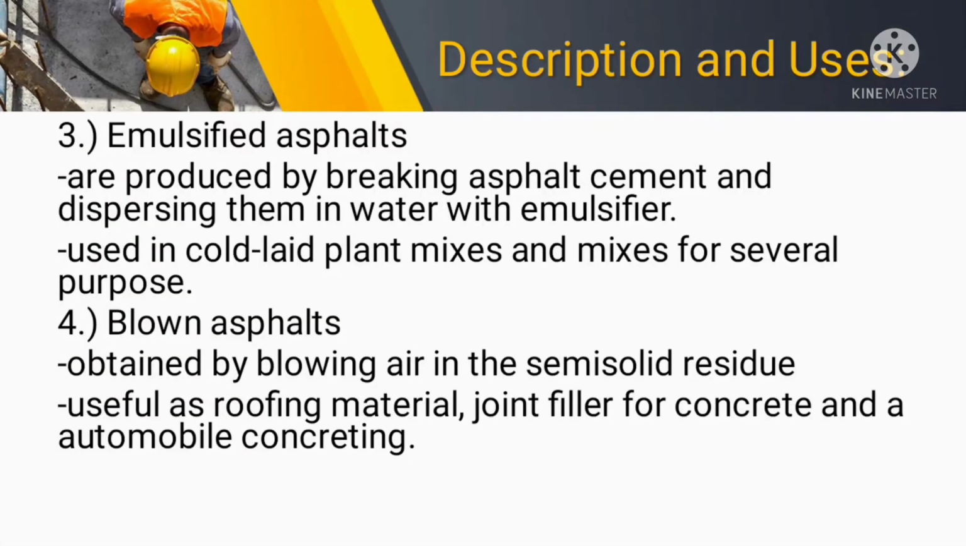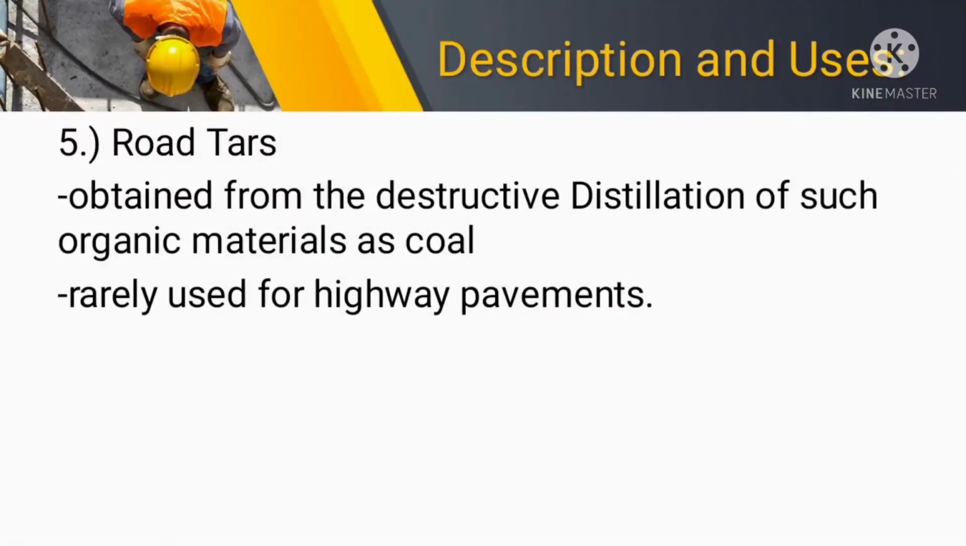Number three is the emulsified asphalts. They are produced by breaking asphalt cement and dispersing it in water with an emulsifier. It is used in cold laid plant mixes and mixes for several purposes. Number four is the blown asphalts. It is obtained by blowing air in the semi-solid residue. It is useful as a roofing material, joint filler for concrete and automobile concreting. Number five is the road tars. It is obtained from the destructive distillation of such organic materials as coal. It is rarely used for highway pavements.